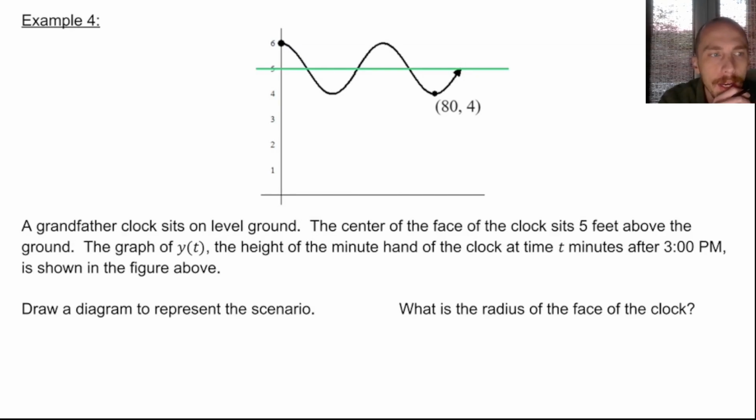The graph of y of t, the height of the minute hand of the clock at time t minutes after 3 p.m., is shown in the figure above. Okay, so that makes sense. At 3 p.m., the minute hand would be up at the top of the clock, and so it would be at its highest point. Okay, the height of the minute hand.